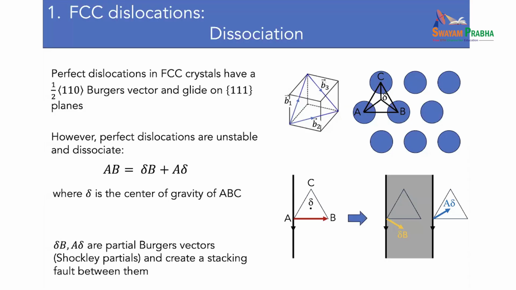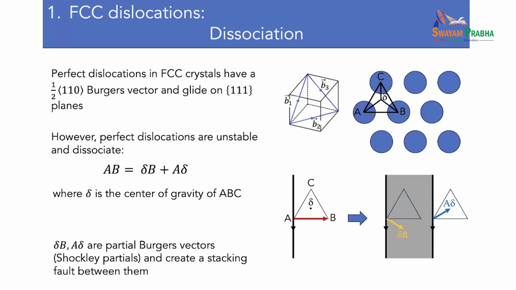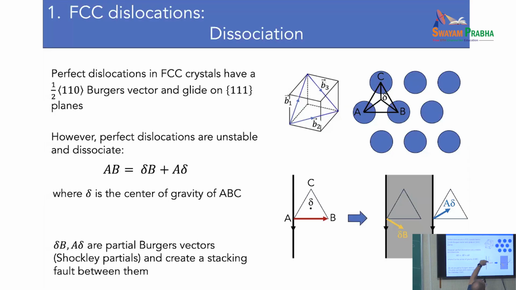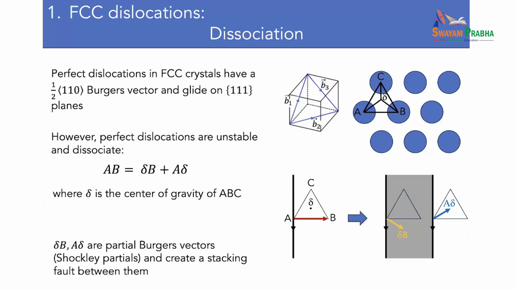So we take the case of an edge dislocation here. You have the line, you have the Burgers vector, and the dislocation will dissociate into two partials. The partials are of the type 1/6 of <112>. What they do is connect the corners to the center of gravity. So you have two partials, A delta and delta B, and in between you have created the stacking fault.